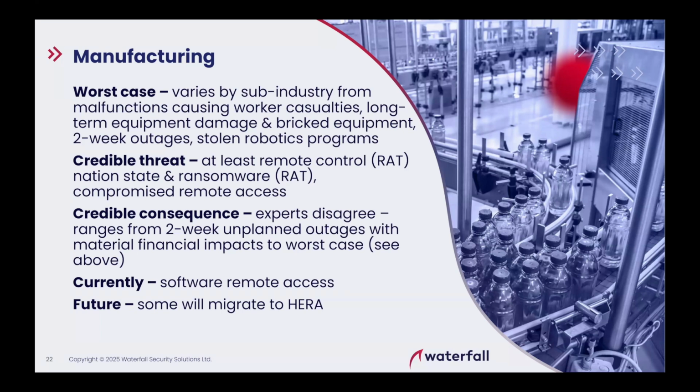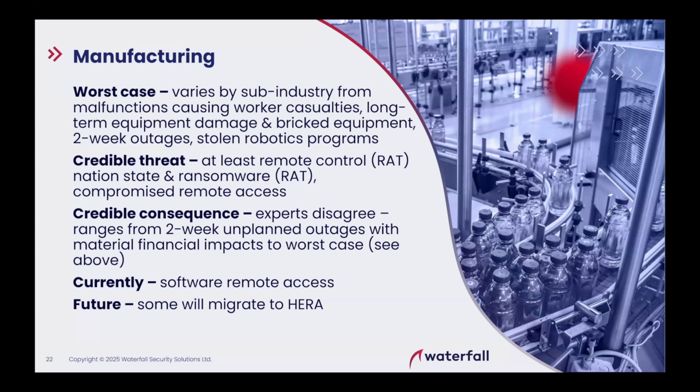This is what all ransomware uses. Nation states have been using remote access Trojans to break into manufacturing when the manufacturing is, in a sense, strategic. They want to steal robotics programs from advanced manufacturing in the West to use in factories in China or other places. So nation states have been breaking into OT systems, stealing industrial secrets. These are credible threats. What's the worst case credible consequence? Again, experts disagree. With some factories, even I agree, the worst case is a 2-week outage.